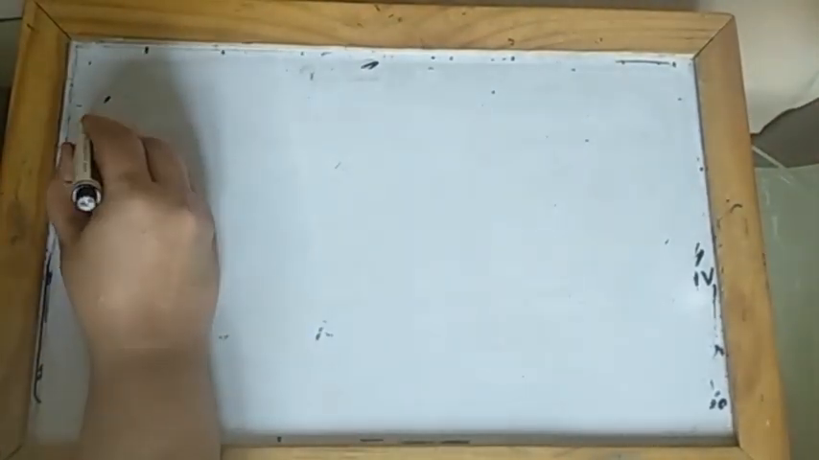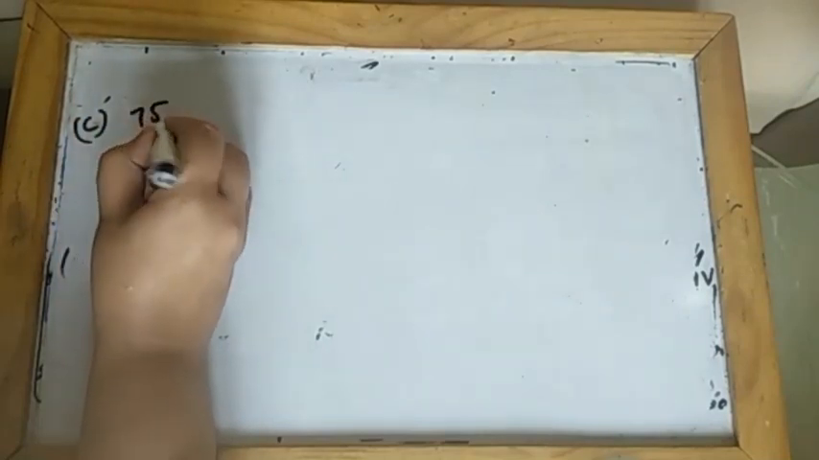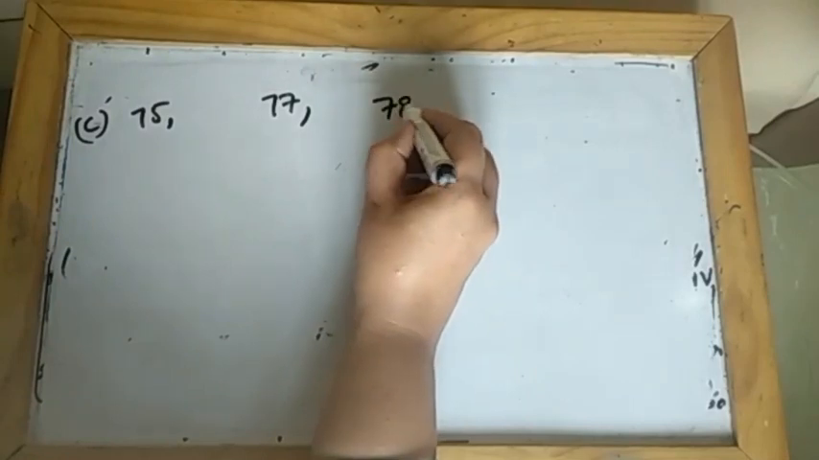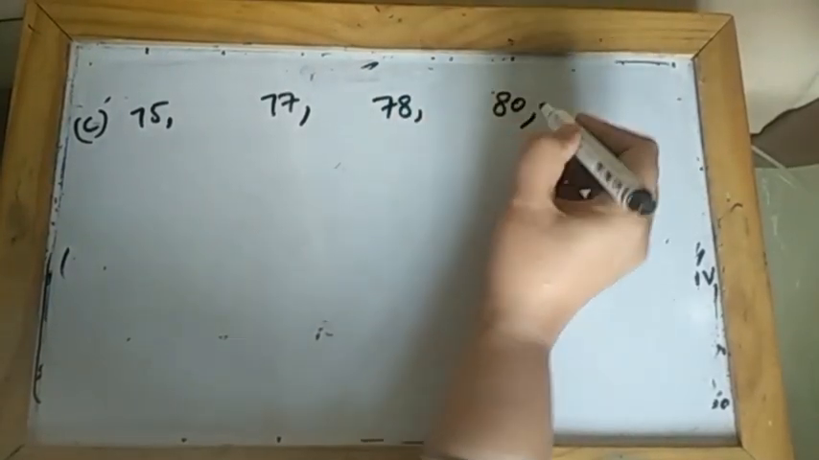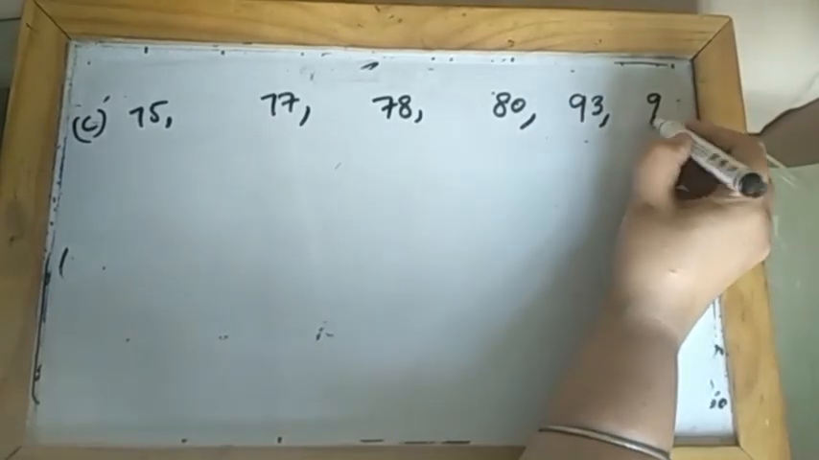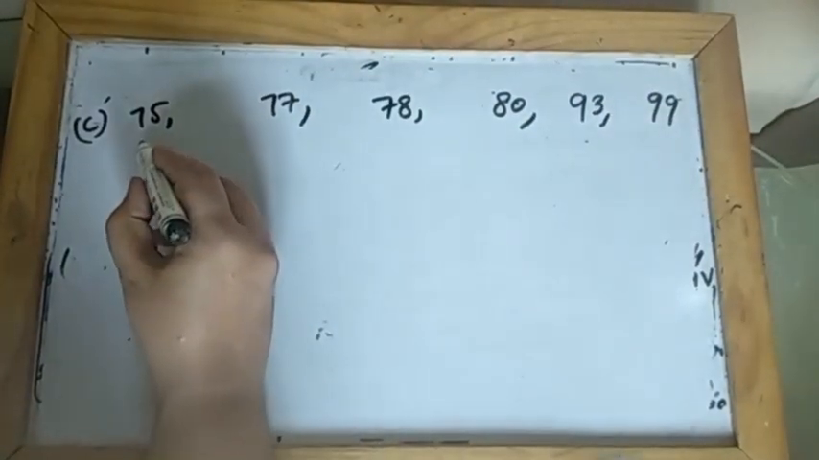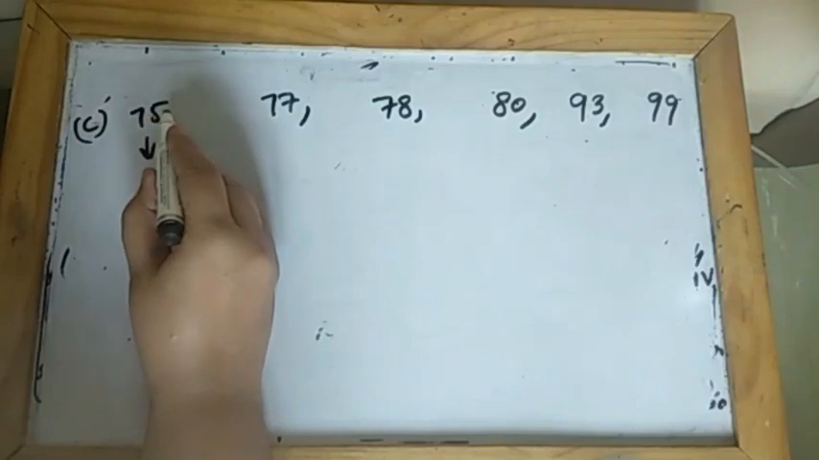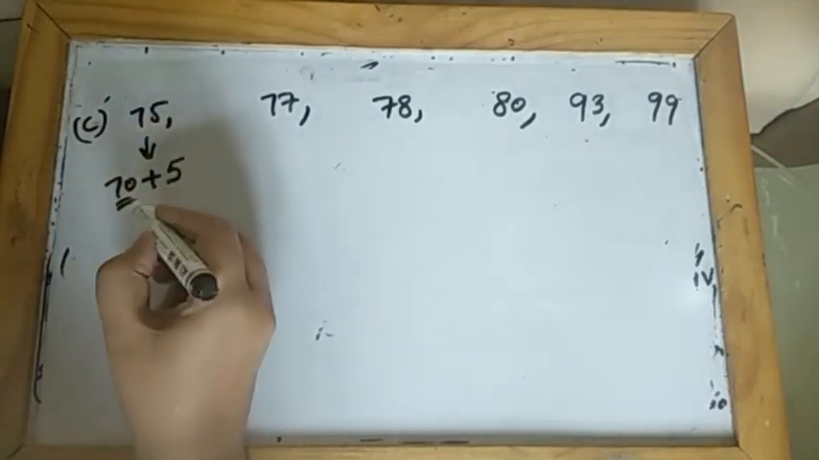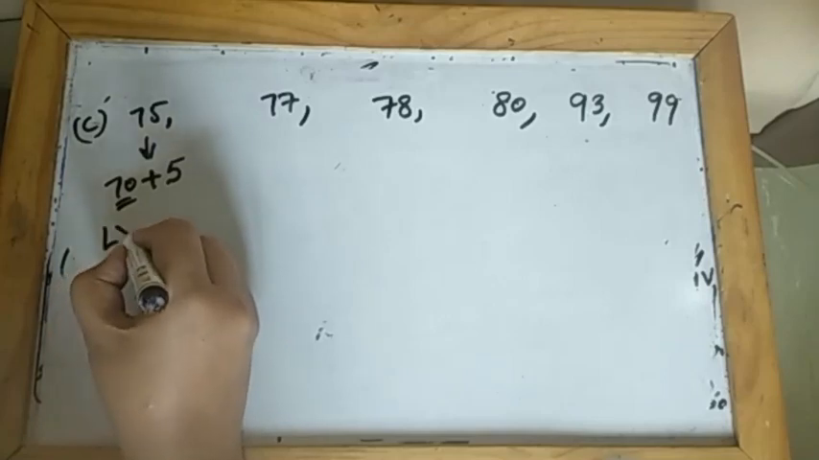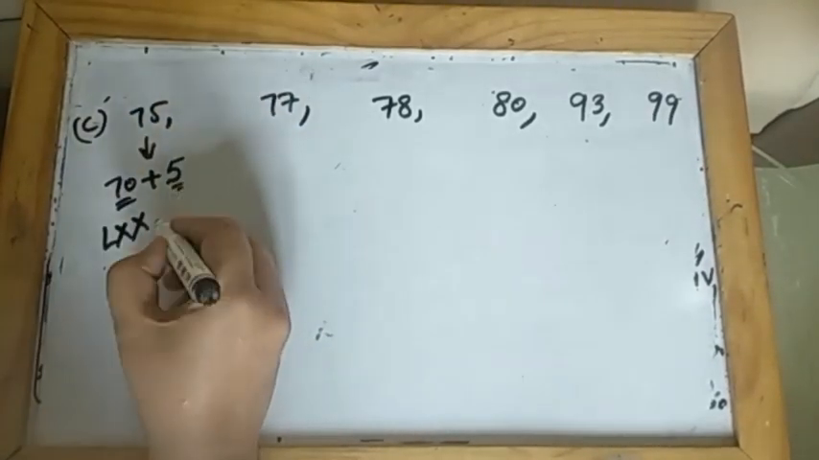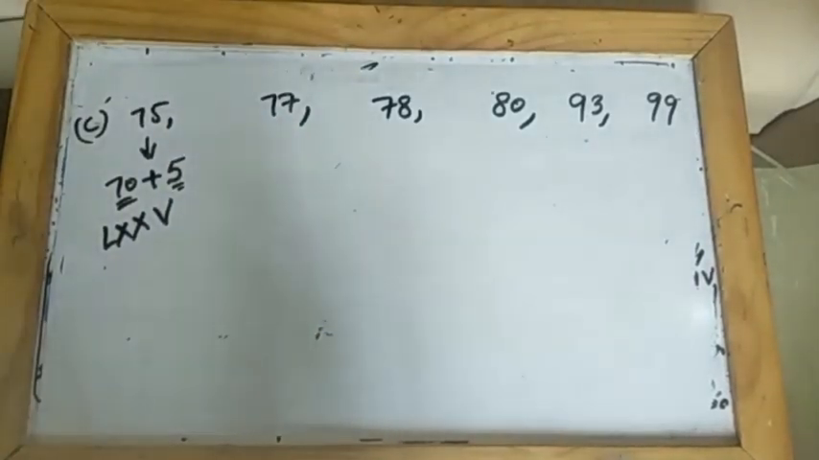So the C part, they are asking you 75, then 77, 78, 80, I can take 93 and I can take 99. So how do you form 75? So it's 70 plus 5. And how do you write 70? 50, 60, 70. This is how you write 70. And how do you write 5? This is how you write 5.